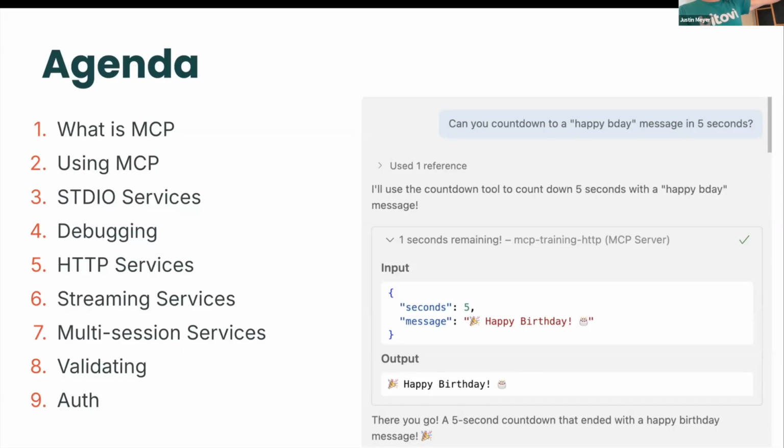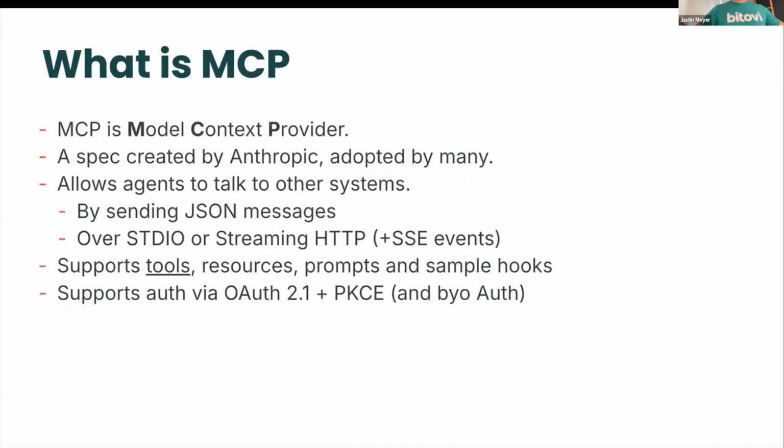Then I'm going to show how to make those services so they can stream results back, give updates on their progress. Then I'm going to show how you can take an MCP service that just works for one client, but make it now support multiple clients at once. We're going to do all this in Node. I'm going to talk a little bit about validation, and then I'm going to finally talk through authentication, authorization, and what's supported there.